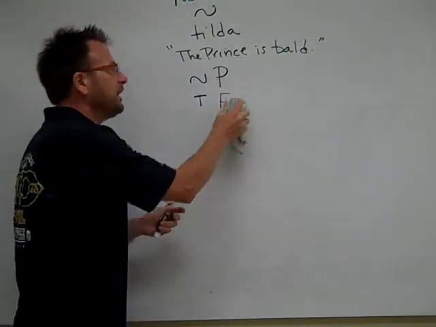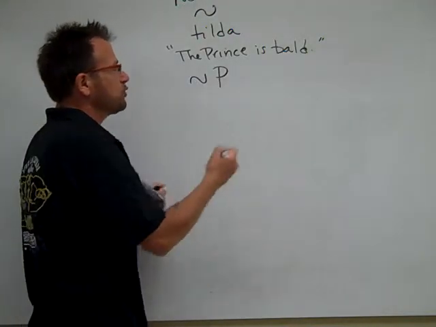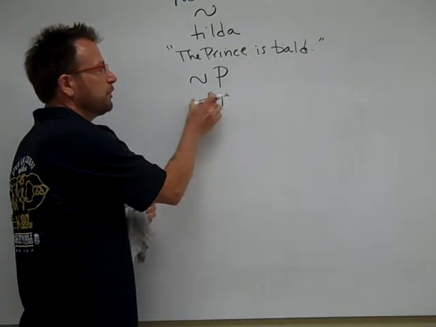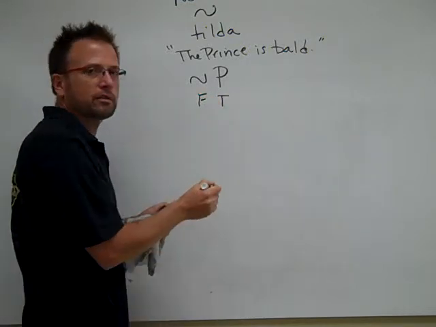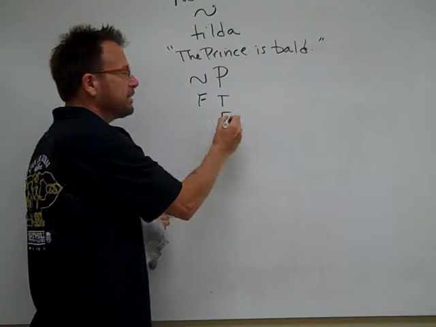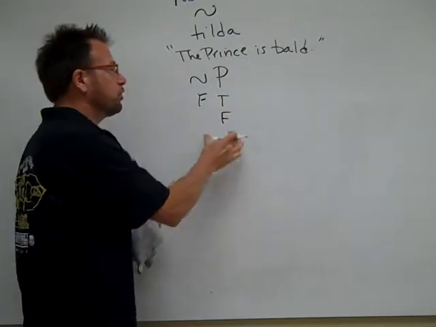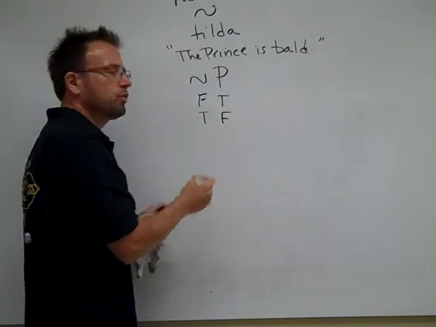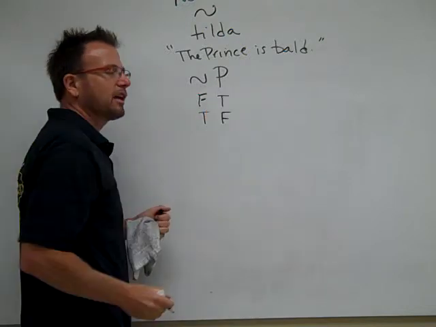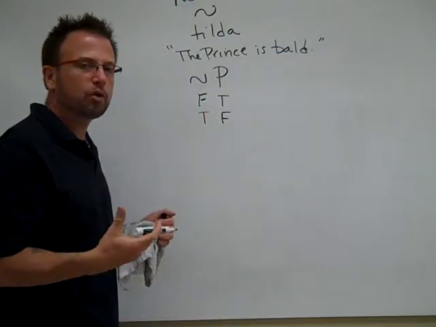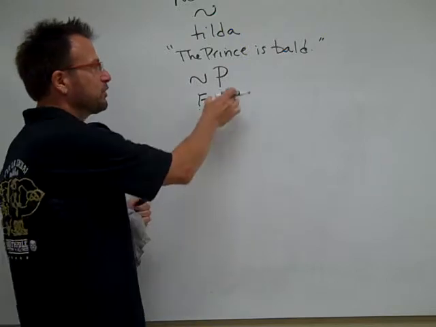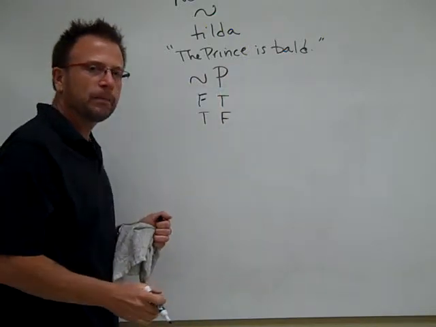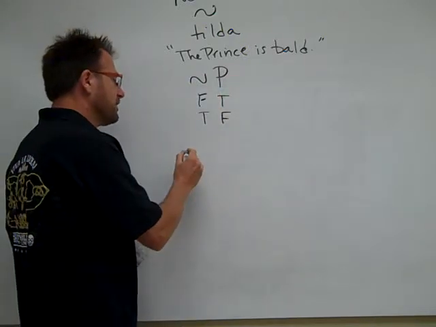So whenever you have a simple statement, P, you look at the truth value of that simple statement, P, and if P is true, then the truth value of tilde P is false. And if P itself is false, then the truth value of tilde P would be true. So what the tilde does is it always requires you to flip the truth value of the simple statement to which it is appended.